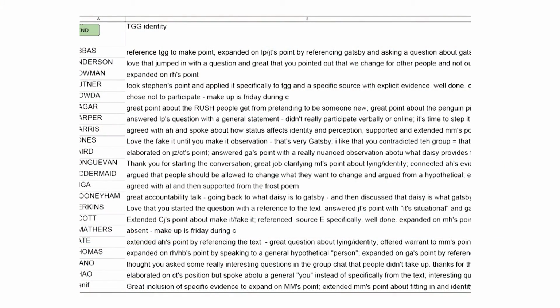While the students are talking, I participate in the chat a little bit, so they know that I'm looking at what they say. But what I really do is take notes in this spreadsheet about how they contribute to the Socratic Seminar. And it is quick. So Geoff here, he referenced The Great Gatsby to make a point. He expanded on someone's point by referencing the text. When Julia talked, I wrote, I love that she jumped in with a question and great that she pointed out. Hayden, the only thing she did here was expand on Riley's point, right?